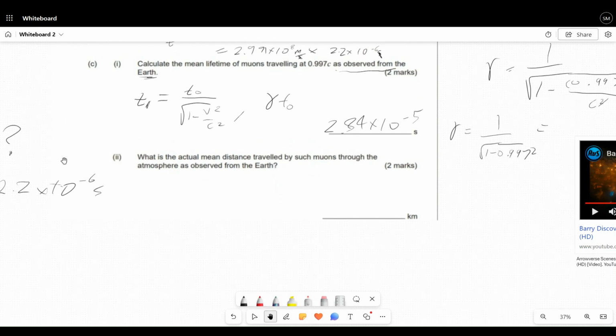Okay, so what is the actual mean distance traveled by such muons through the atmosphere as observed from Earth? As we've just seen, when you observe from Earth, this is how much time you think has passed. This is how long you think its life is. So if you think its life is this long when you observe from Earth, and its velocity is still the same, then the distance it's traveled is much greater. We don't have to worry about relativity here because it's from the same frame of reference.